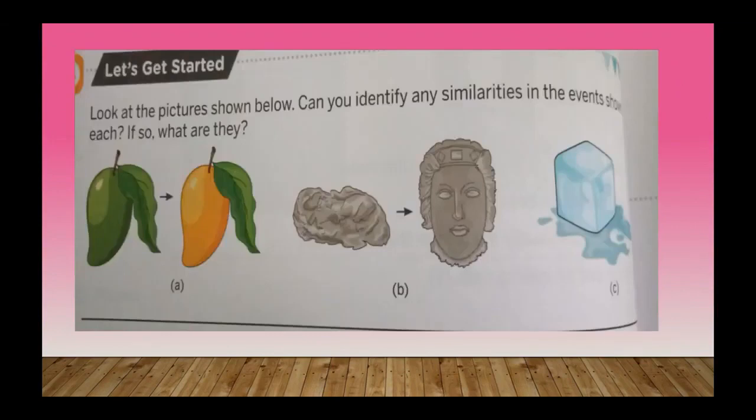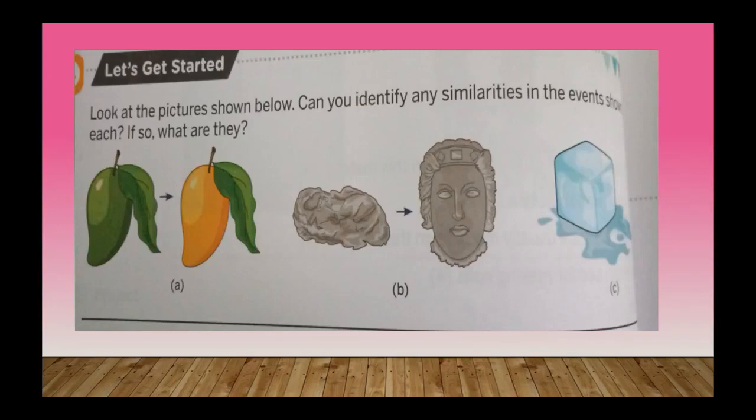And look at the picture shown below. Can you identify any similarities in the events shown? If so, what are they, right? What identifications are you able to see? See here, the first thing, mango changed into a ripe mango. It means the raw mango has become a ripe fruit, right? Mango changed into ripe mango, right? And the clay becomes a statue. Then what happened to the ice cubes? Ice cubes become water, right?